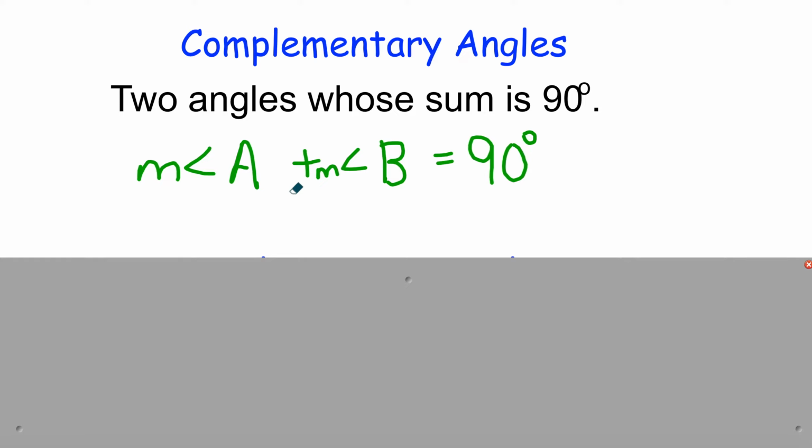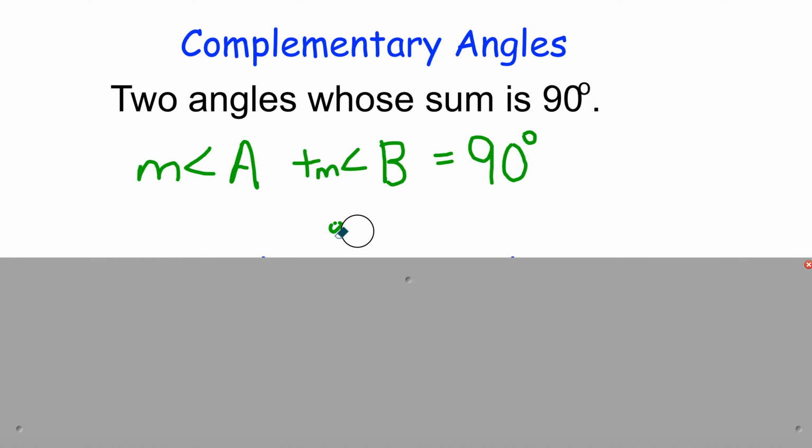Angle A could also be 45 degrees, and that would make angle B 45 degrees, and thus these would be congruent angles. But complementary angles don't say that they're congruent. All they say is that when I add them together, they equal 90. So any two angles that I could add together, maybe it's 63 and 27, would be two complementary angles because when I add them together, they equal 90.